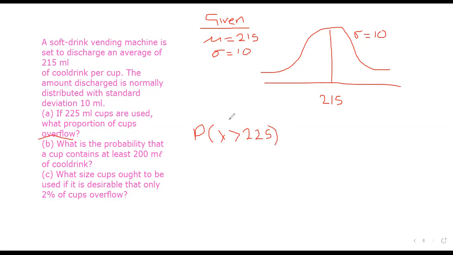So let's identify the 225. Where's the 225? It's on the right side of 215. Good. So here we put 225. Where are we going to shade? On the right side, because the sign is greater than.